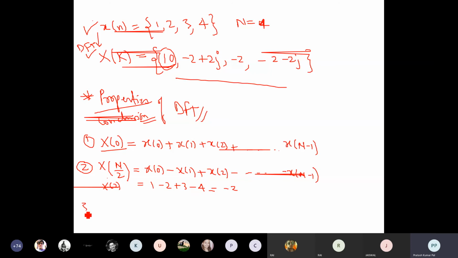ठीक है. The third deliverable or conclusion that we can make is, whatever x of k is there, okay, that will always be the complex conjugate of x of N minus k. So this is called conjugate symmetry. This property is called conjugate symmetry. Just a minute.